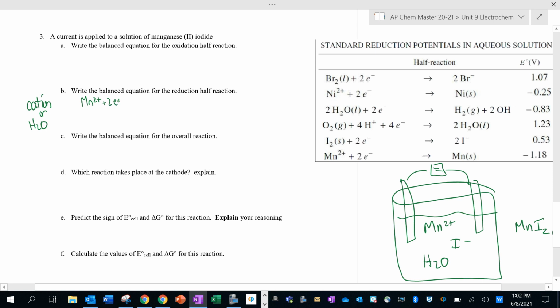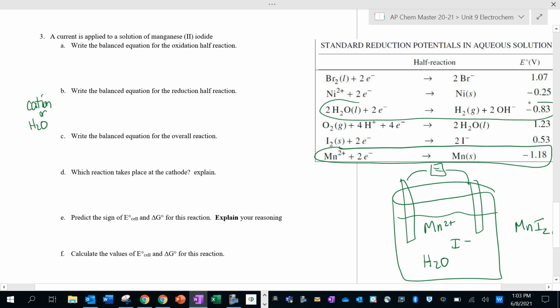And if you look over here at your reduction potentials, this is the reduction potential for manganese. It's a negative 1.18. And then water's reduction potential is negative 0.83. So in this case, it looks as though water is actually better at being reduced than this cation is. So who's going to be reduced? It's water. So here is the reduction that is going to happen over there at the cathode.